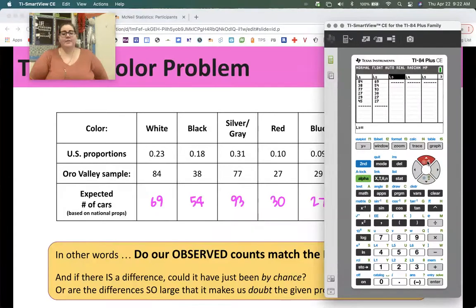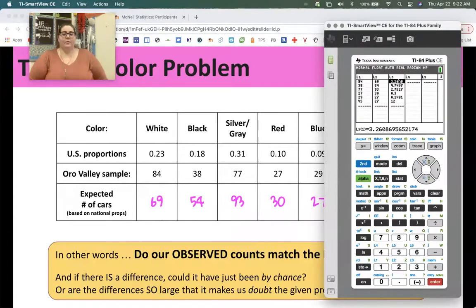So I'm basically going to use the list to do that repetitive math faster. I have my observed in L1, I have my expected in L2. So I went over to L3 and scrolled up to where I'm highlighting the L3. Now I'm going to write in a formula using the two other lists. I'm going to do parentheses, observed, which is in L1, so second 1, minus expected, which is in L2, so second 2. I'm going to close parentheses and square that, and then divide by expected, which is in L2.